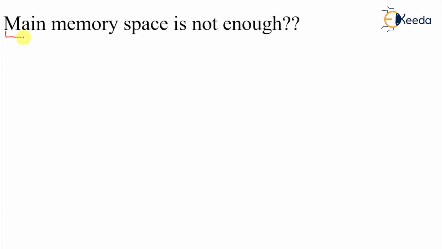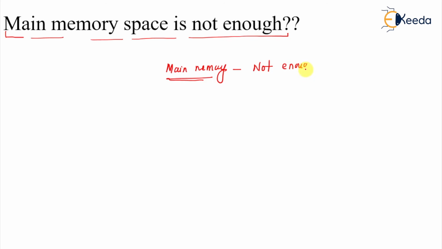Now if the main memory space is not enough, if that is the criterion, then here everything we are putting in the main memory, right? There is a waiting time, and all of them are available where? In the main memory. Now think of a situation where the main memory space is not adequate. In that case, we have to utilize the disk. We have to put the process temporarily in the disk.